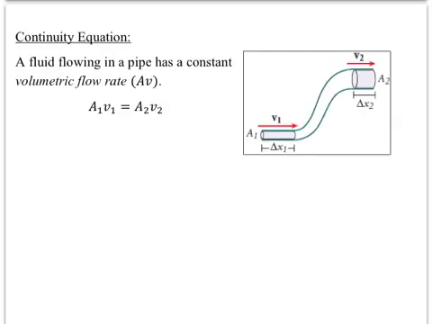And this is actually quite simple. Okay? Just read the statement to yourself. A fluid flowing in a pipe has a constant, what's called, now this is a term you have to underline, volumetric flow rate, which is represented by A times V.